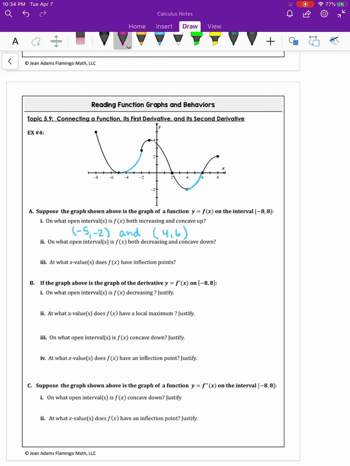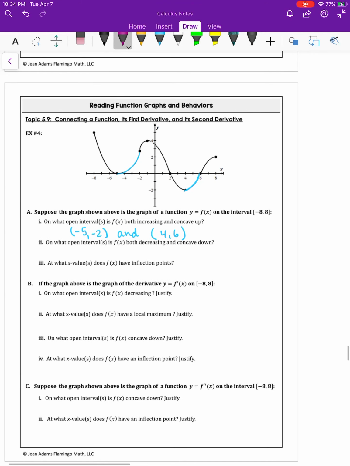On what open intervals is f of x both decreasing and concave down? Let's do that in pink. This one over here is decreasing and concave down. I see it right here. See how it's decreasing and concave down? I stop right here because then it changes concavity. So it's only decreasing and concave down for that piece, and that would be from -1 to 2.